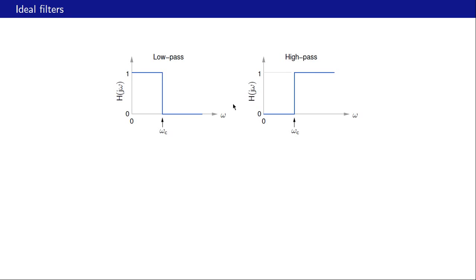An ideal high pass filter does just the opposite. So its H of j omega is 1 for all frequencies higher than omega c, and it's 0 for all frequencies which are lower than omega c. So it passes high frequencies, that's why it's called high pass, and blocks low frequencies. Here is a filter called the band pass filter. So it passes a band of frequencies between omega L and omega H. So between these two frequencies, its value is 1 and otherwise it is 0.